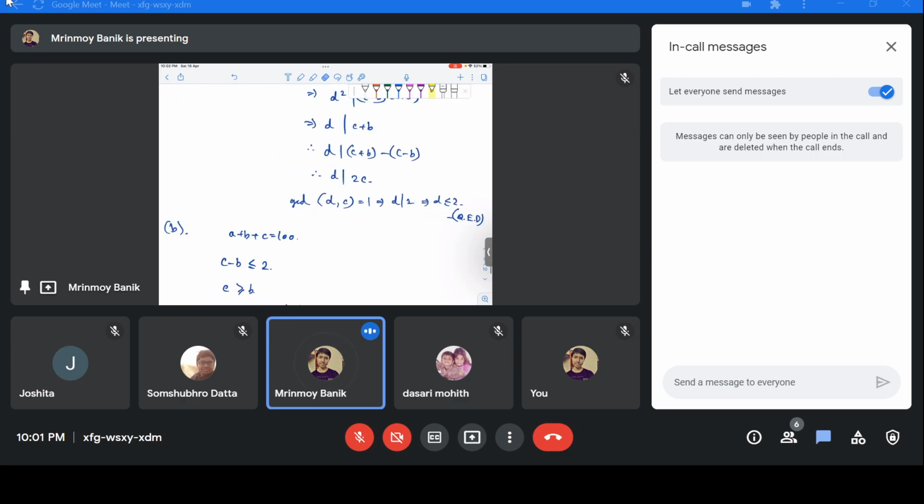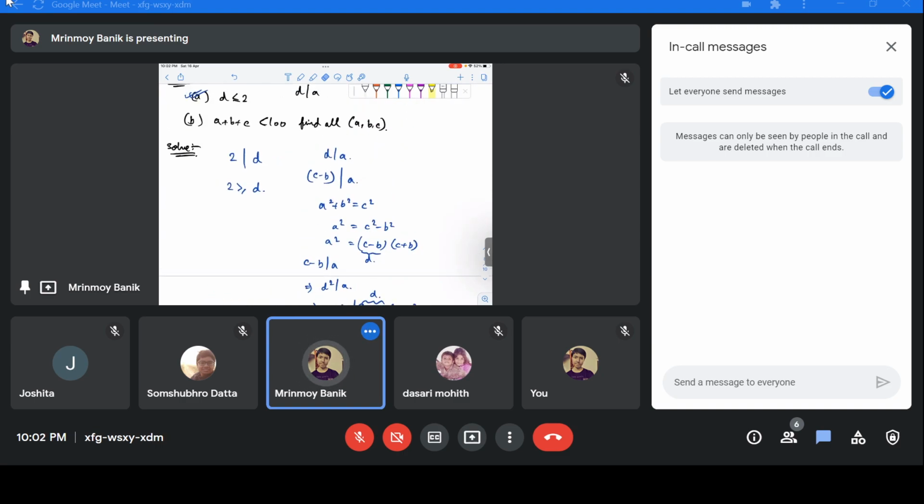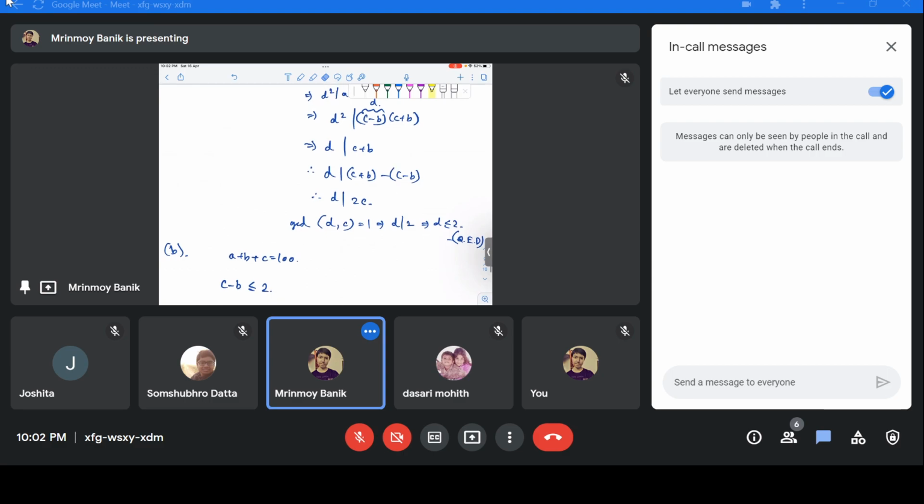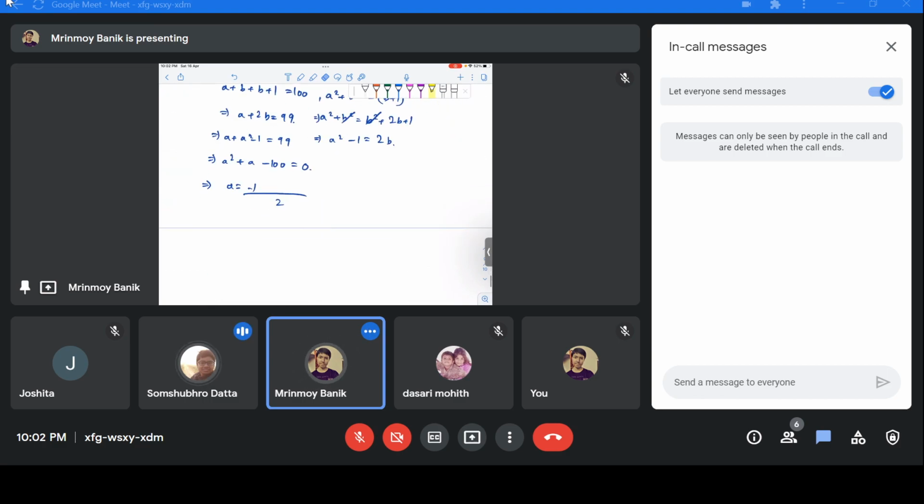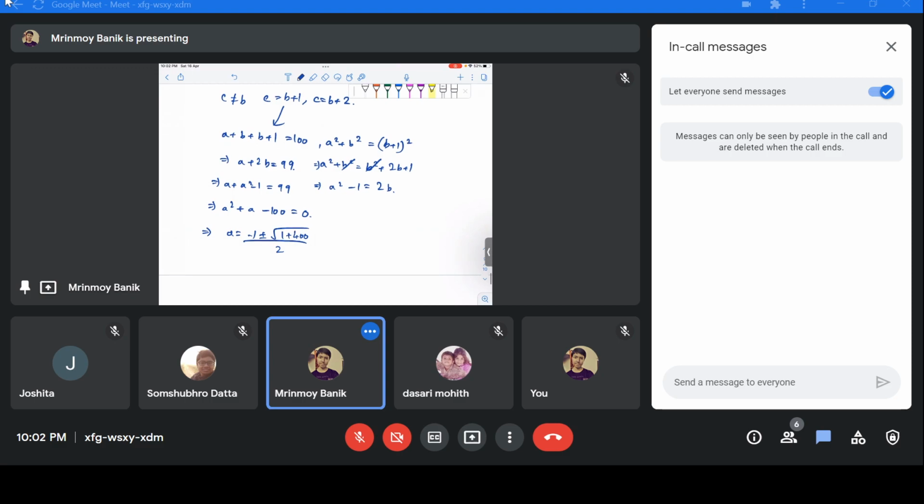So you don't have any issues with the first proof, right? I just showed D divides 2, so D has to be at most 2. Yeah, sir. So now we got A equals minus 1 plus or minus square root of B squared minus 4AC. Why am I getting such bad numbers?